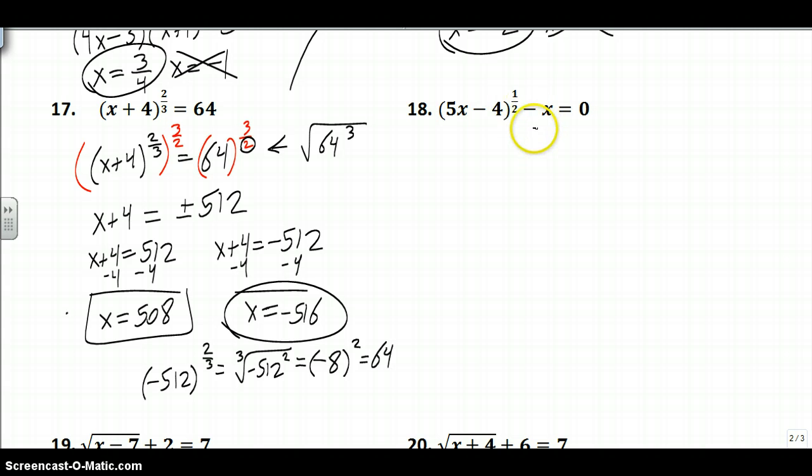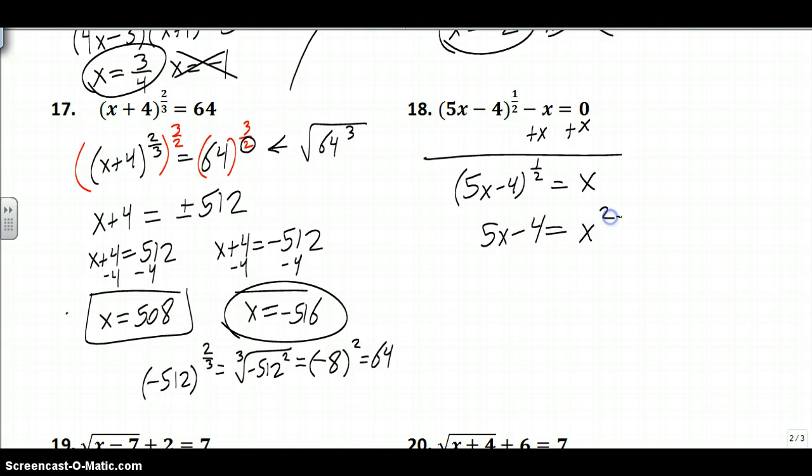This one, before you can square both sides, you have to get x over. So you get 5x minus 4 to the 1/2 power equals x. To undo 1/2, you just square both sides. Remember, this is a square root. So you get 5x minus 4 equals x squared.